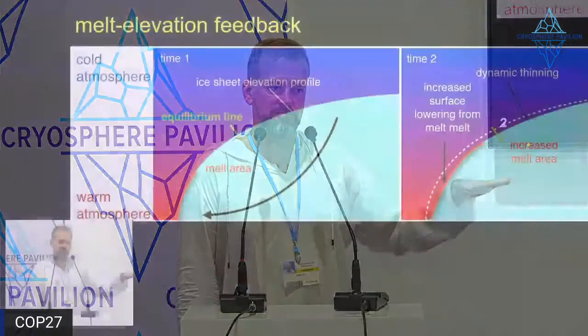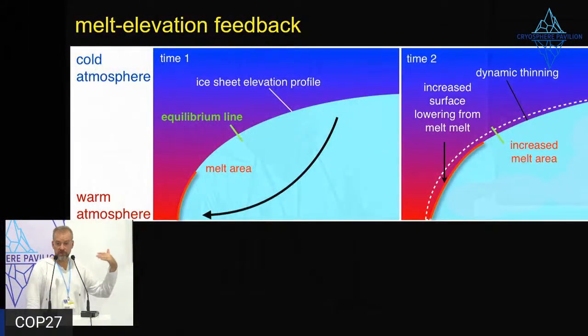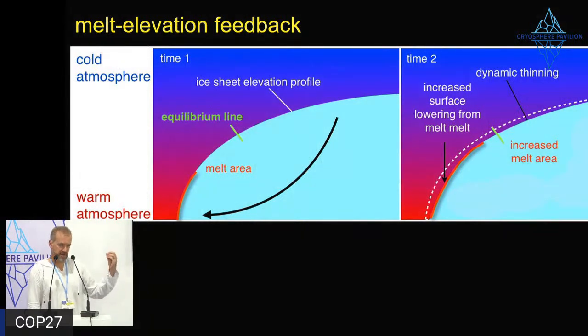Okay, so here is a cartoon of the melt elevation feedback for Greenland. Surface melting causes thinning, and the atmosphere is warmer lower down. What that does is enforce more melting, because the atmosphere is warmer lower. So on the right, the lowered surface is in a warmer part of the atmosphere. The parabolic shape of the ice means that it's a nonlinear increase in the area of melting as the surface draws down.